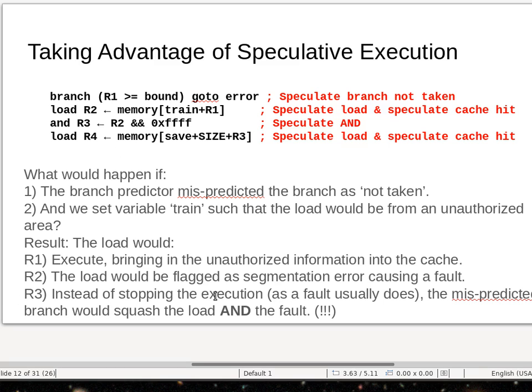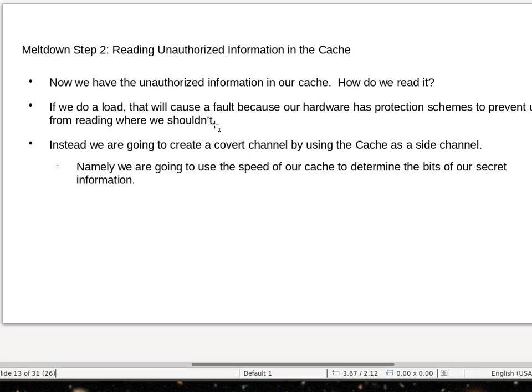But instead of stopping execution, as a fault does, the mispredicted branch squashes the fault and the load. So in other words, it squashes the load and the AND, but the side effect of bringing that memory into the cache has still occurred. So now we have a way to bring memory into the cache that we're not supposed to have in the cache, by utilizing the fact that the unauthorized load was squashed because of a branch. How do we read it?